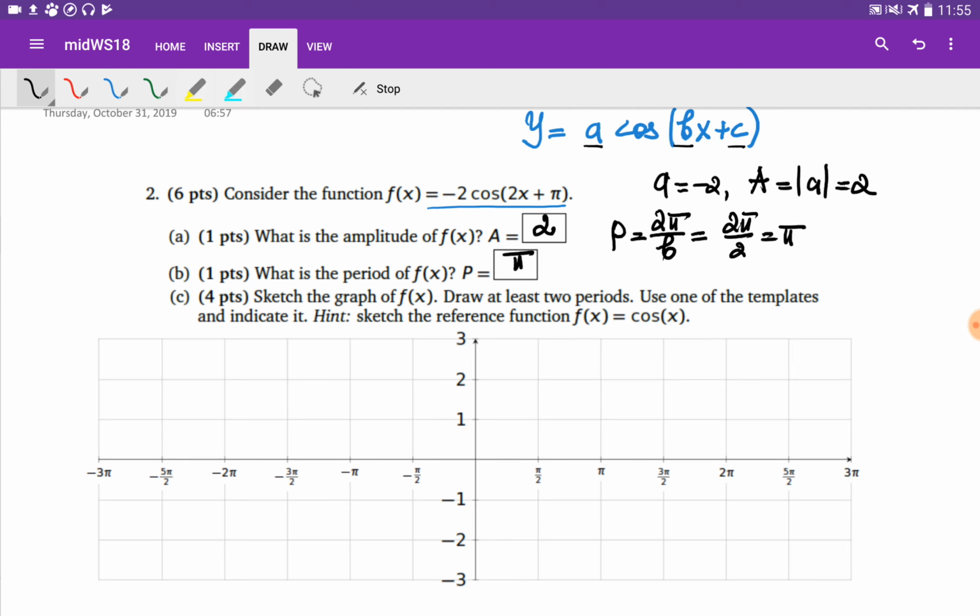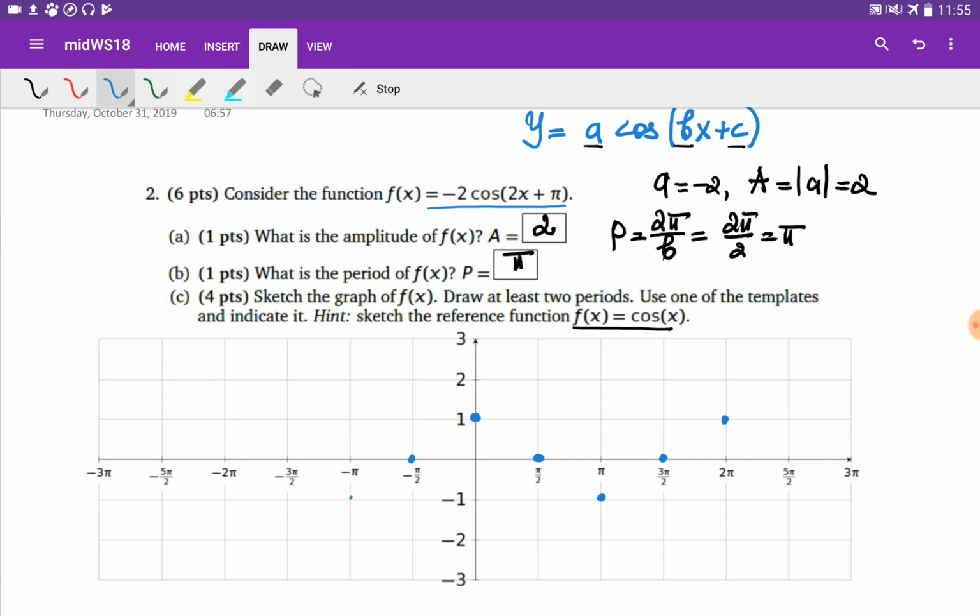We can do this again using the graph of the reference function, cosine of x. First of all, we need to draw the cosine of x. In order to do this, we need to put some points. At 0, it's 1. At pi over 2, it's 0, then minus 1, then 0, then 1.